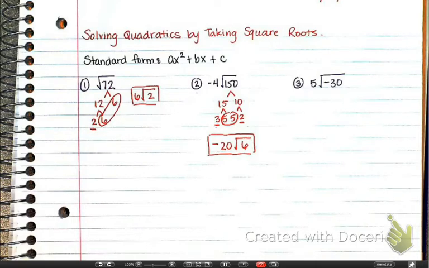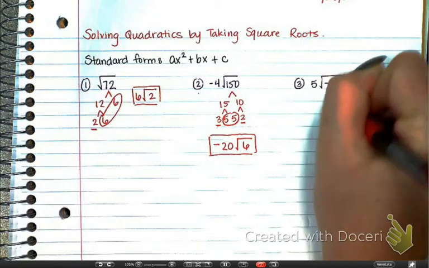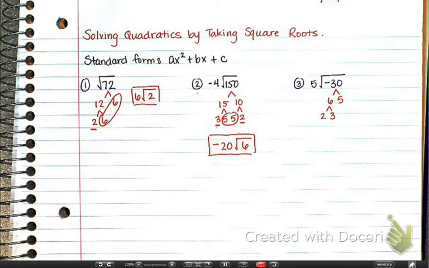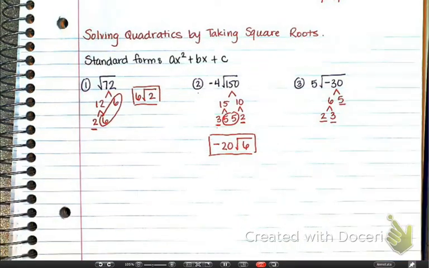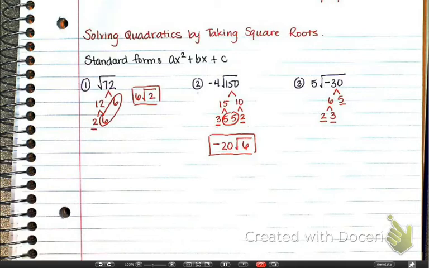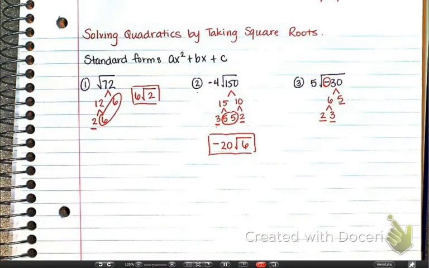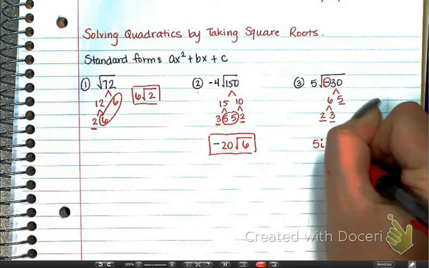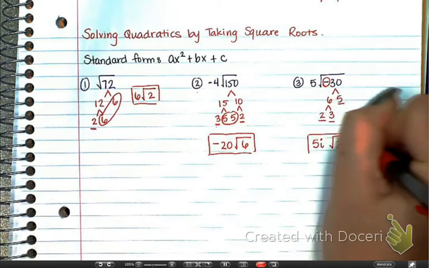And then number 3, if I break down 30, I get 6 and 5, and 6 breaks down to 2 and 3. Do I have any pairs? No, so all of this is going back inside. Is there anything else you noticed? You have a negative under the radical, which tells you what? It comes out and becomes an I. So I have a 5 there. That I comes out. 2 times 3 times 5 is still 30.